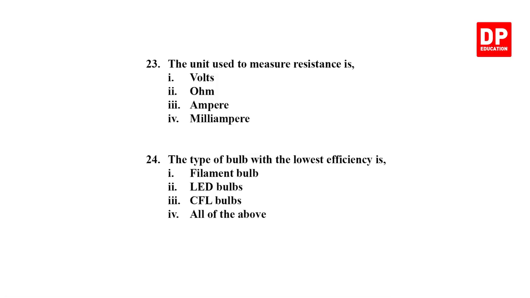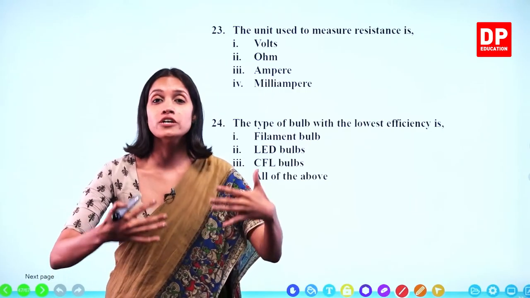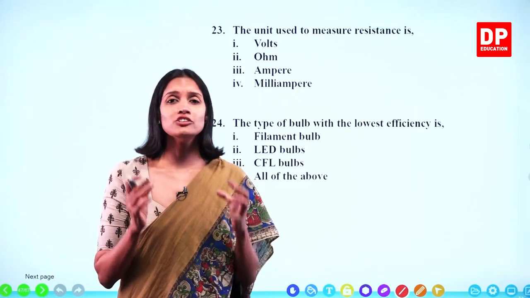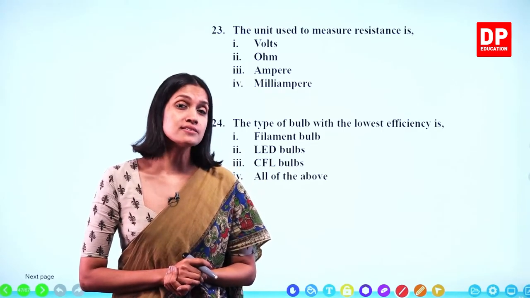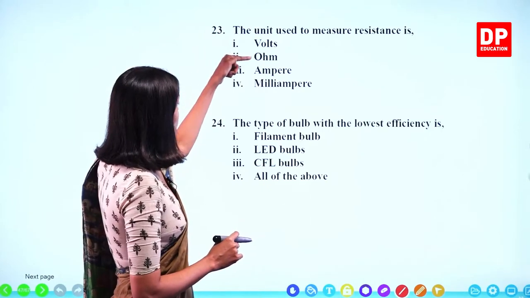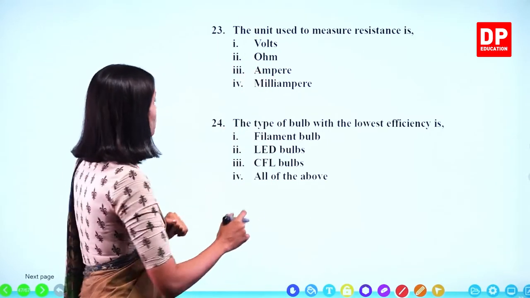23. The unit used to measure resistance is. What is the meaning of resistance? The barrier towards the flow of electricity is known as resistance. What is the unit used to measure resistance? That is ohm, right? Volts, ohm, ampere, milliampere. Answer is ohm. Right.